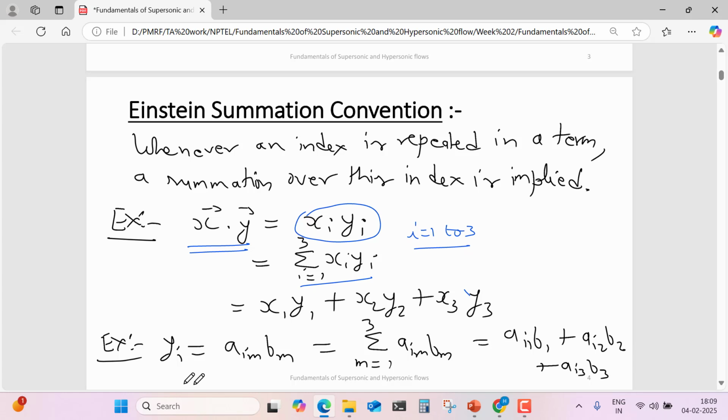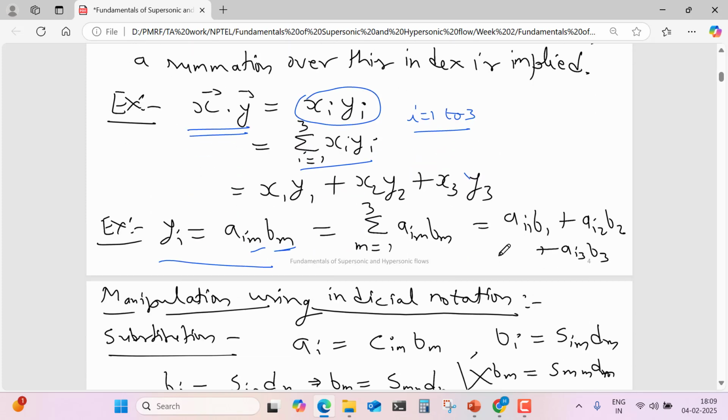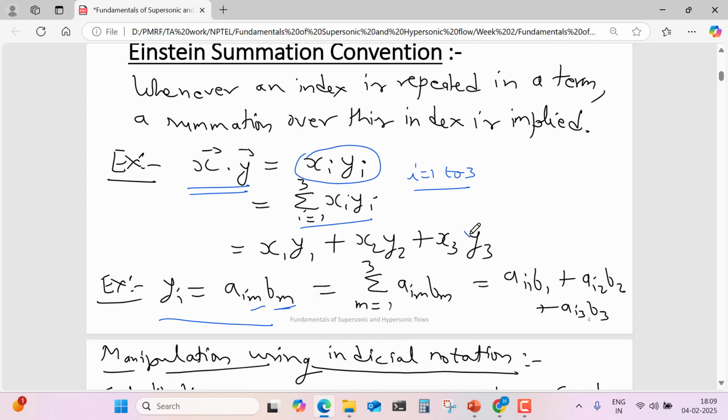Let's say there is some yi which is given as Aim Bm. Here m is being repeated, so the summation will be from m equal to 1 to 3, which can be written as Ai1 B1 plus Ai2 B2 plus Ai3 B3. The summation will be applied only when the index is repeated in a single term.